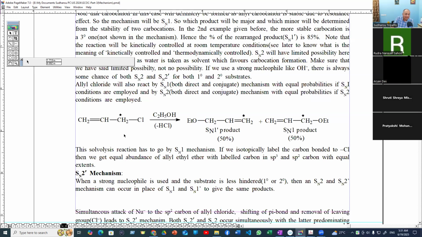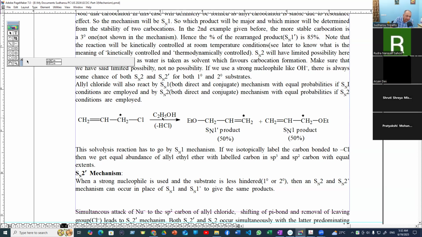Now, see, this is an example. You are taking a labeled carbon, carbon 14. This carbon is carbon 14, deliberately taken to confirm the mechanism. You are using ethyl alcohol. That is a solvolysis process. Obviously, it has to be SN1, but now it will be SN1 dash. But since the nucleophilicity of ethyl alcohol is very low, being a weak base, now you get 50-50.